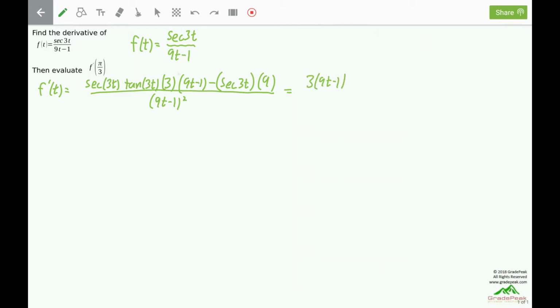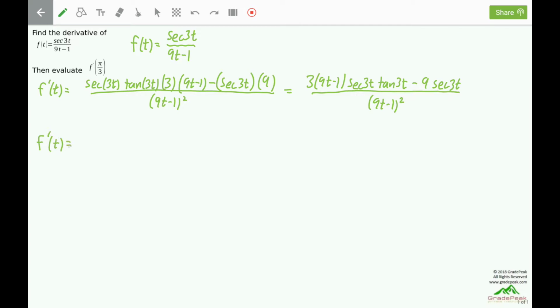to the front, these two. And we still have the secant of 3t and the tangent of 3t. It's customary to write the constant first, then the power function, then the trig functions. And for that same reason, I'm going to move the 9 to the front in the next term, so it'll be negative 9 and secant of 3t. All of this divided by 9t minus 1 quantity squared.